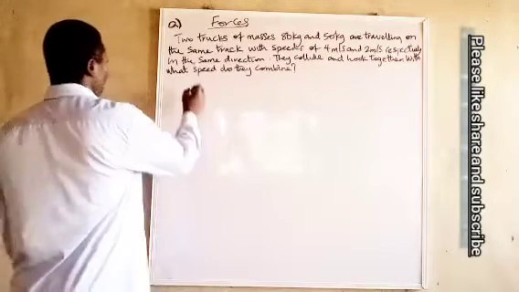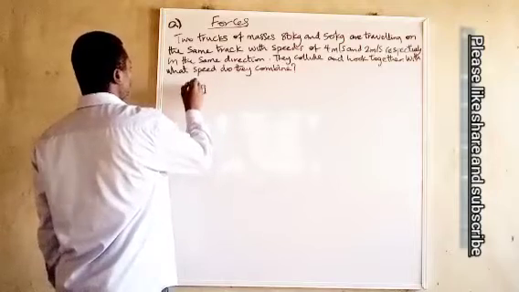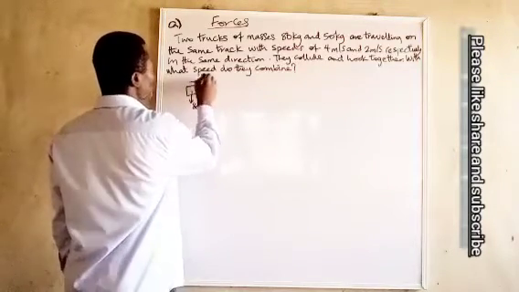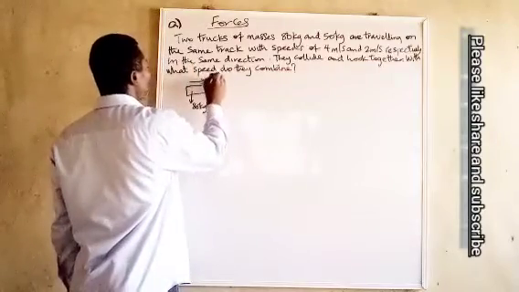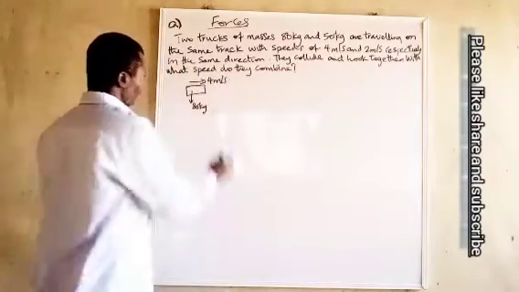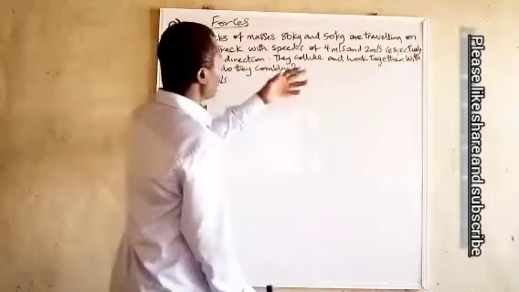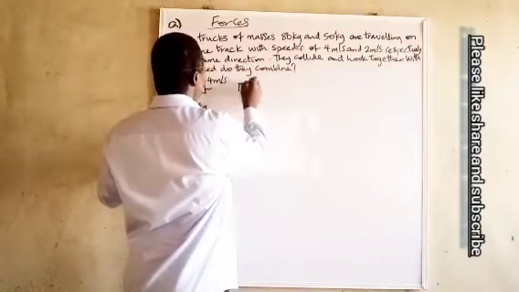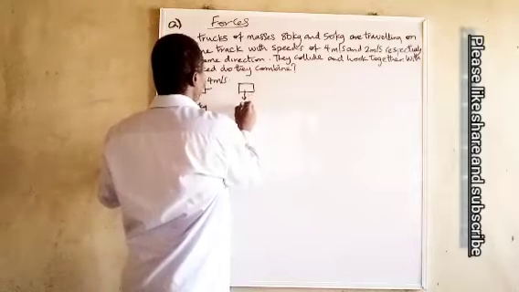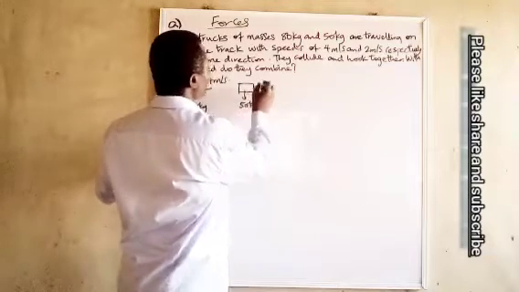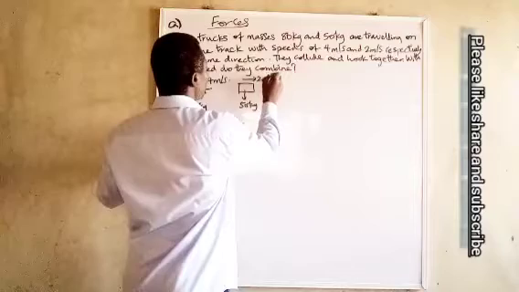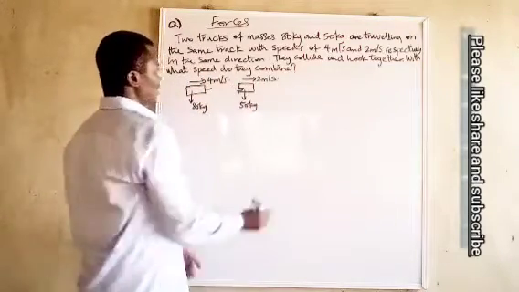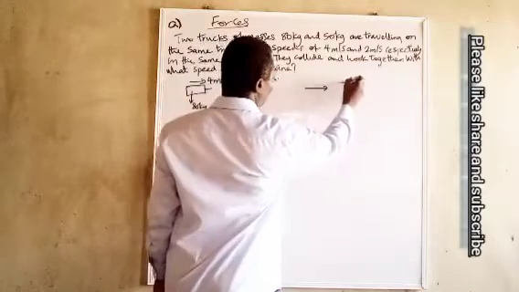Let's look at the situation. The first truck with mass 80 kg was moving with velocity 4 meters per second. The second truck is also moving on the same track, and it was of mass 50 kilograms and velocity 2 meters per second. So at the end of the day, finally, the two of them hook up.